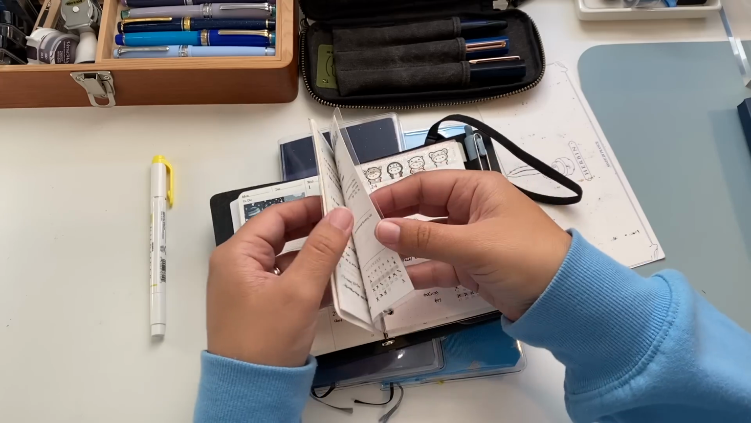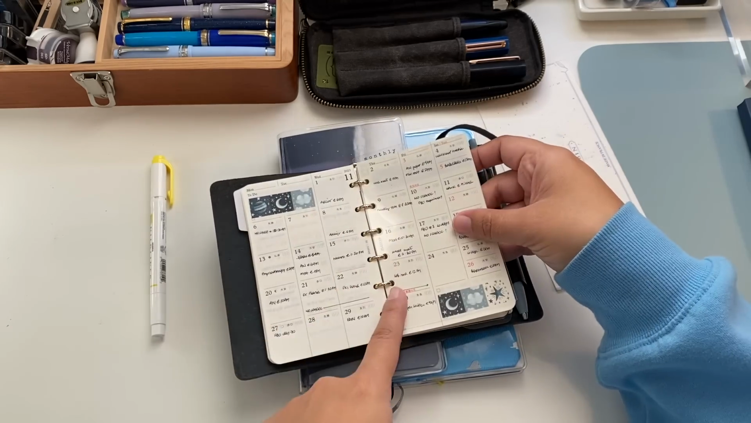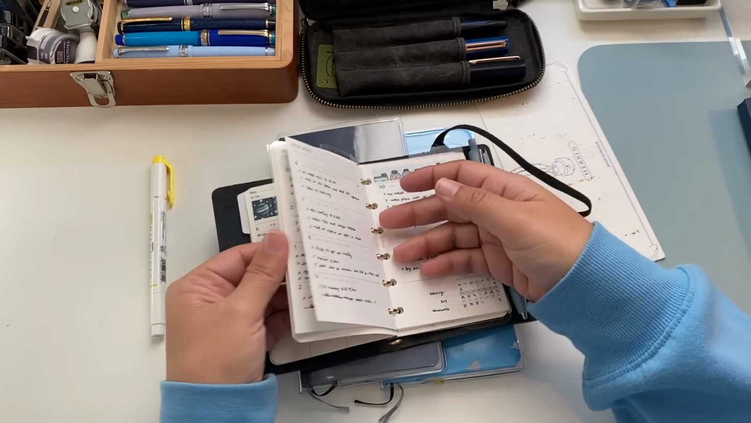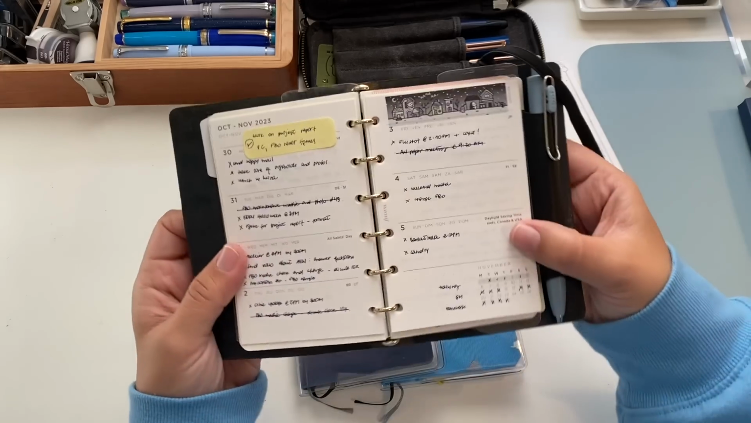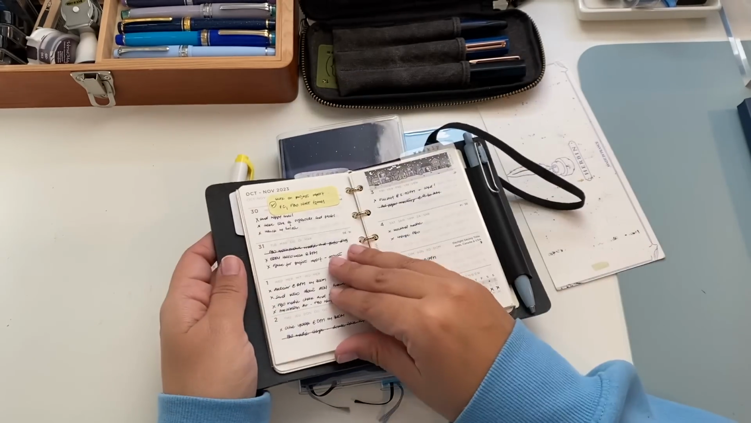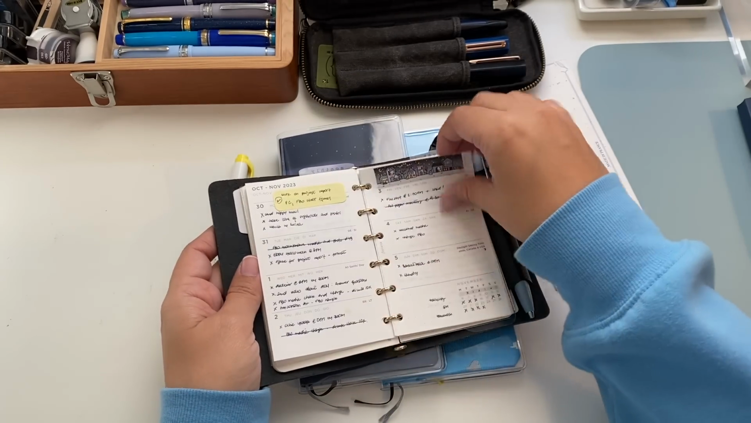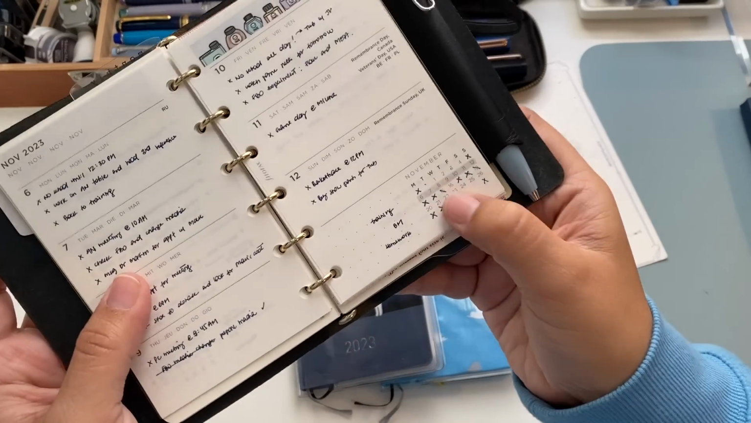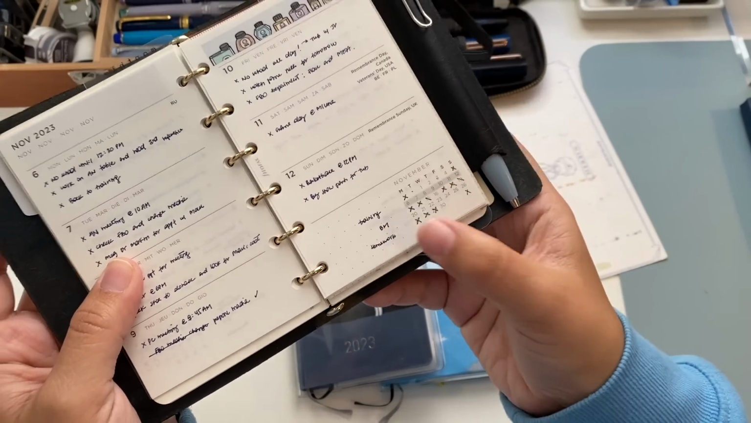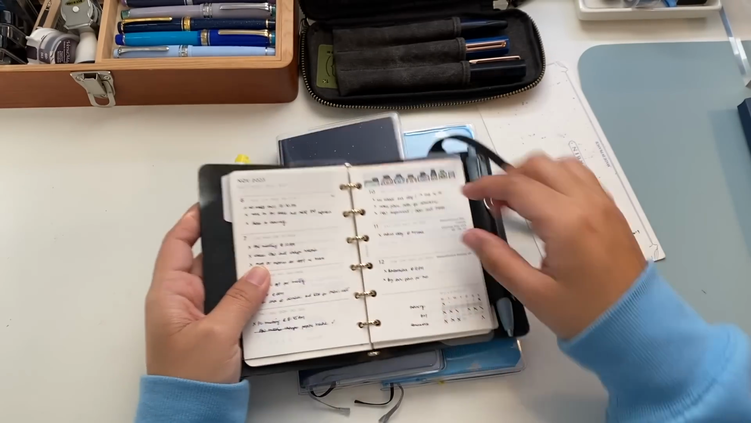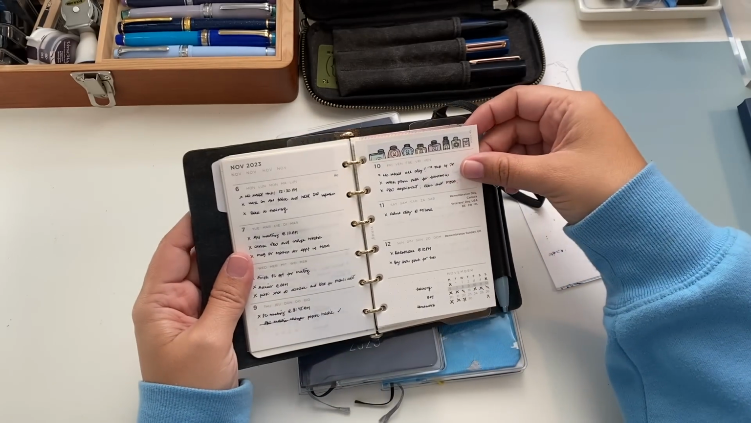And then here are the weeklies. So the monthlies are from Plotter. The weeklies are from Filofax. And this is from Filofax, their minimal line. It's a horizontal weekly. I really like it. And then here in the bottom, there is this little calendar that I use as a tracker. I got this idea from Jackie at quoththecrow, and I love it.